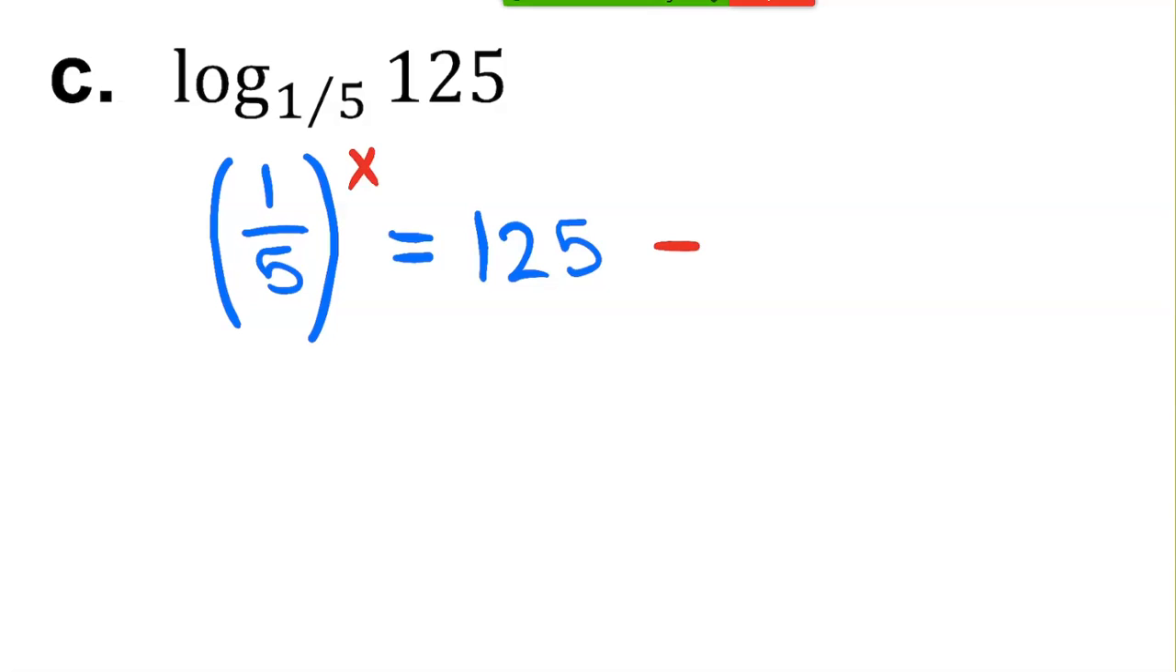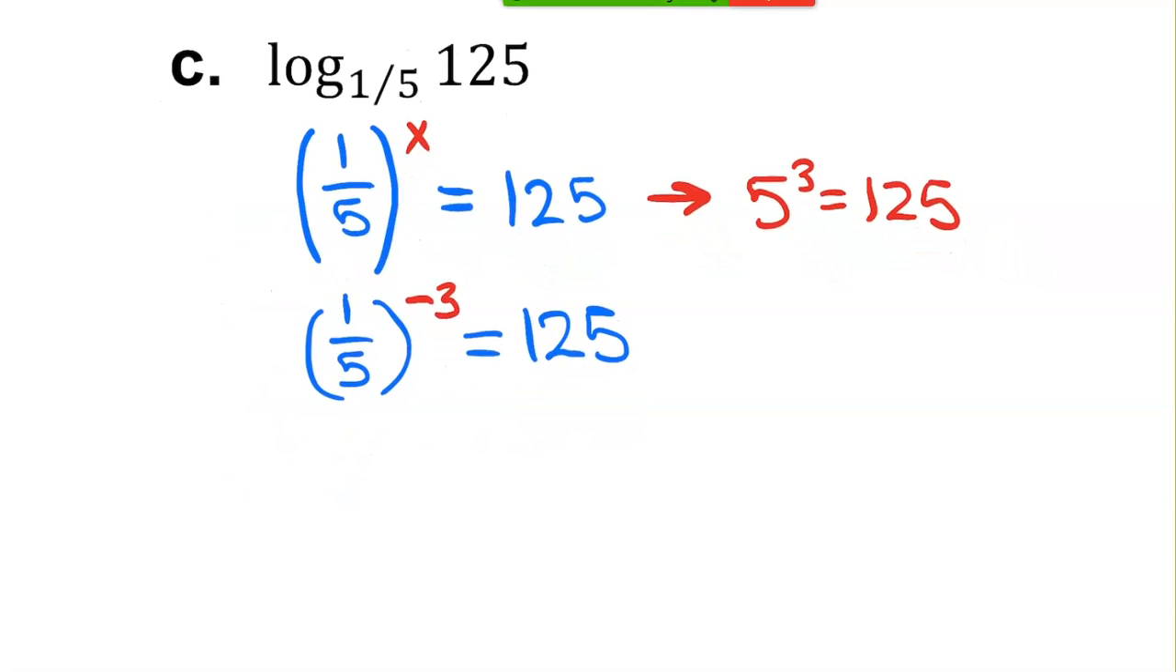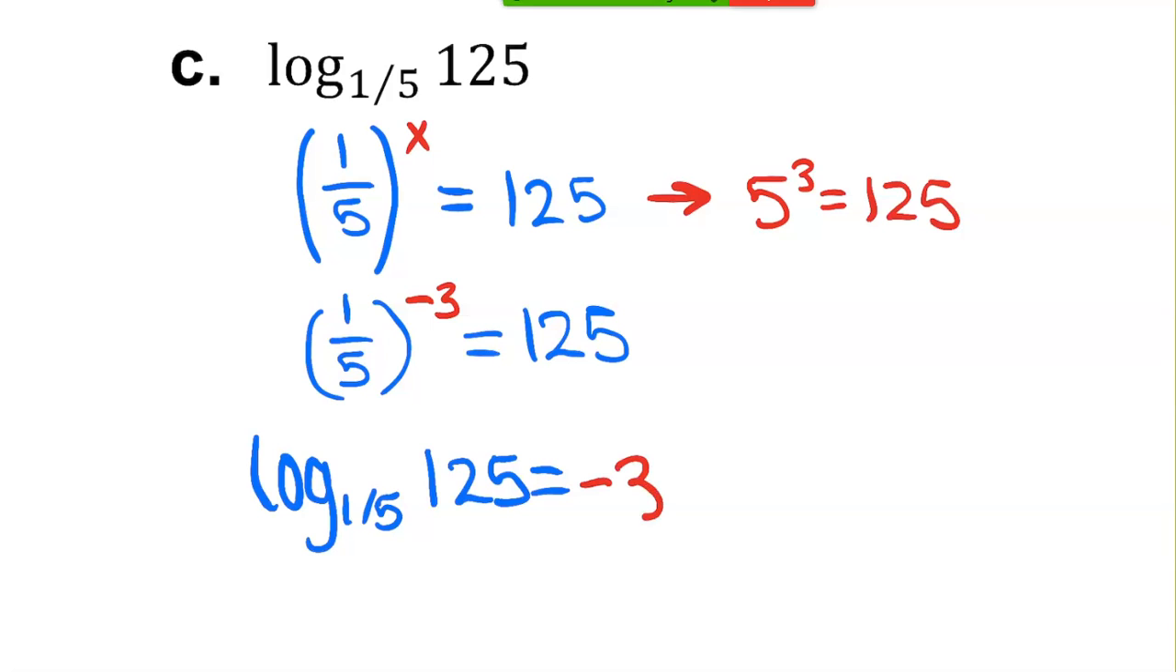So one of the thoughts you might want to have is that, okay, first of all, hopefully you know 5 to the third is 125. So if you started as a fraction and you end as a whole number, that means that your exponent must be negative. So 1/5 to the negative 3 is equal to 125. So that means that your log base 1/5 of 125 is equal to negative 3. Any questions about this one?